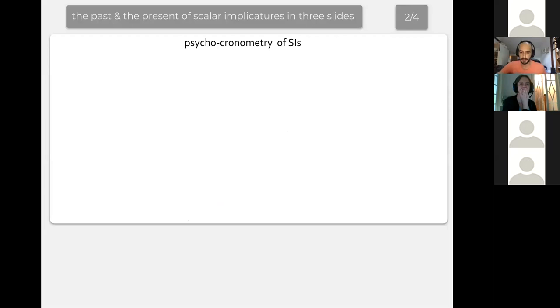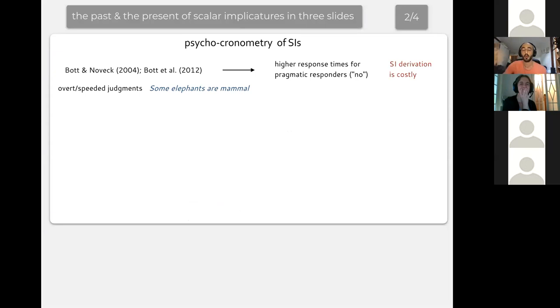Okay, now some information about the timing of the derivation of implicatures, like the psychochronometry of scalar implicatures. So we know from a lot of studies that usually when people judge sentences like "some elephants are mammals," which sort of convey a pragmatic violation, that some elephants are mammals but not all of them, which contradicts what we know about elephants, then those participants who reject this sentence take more time, so their response times are higher than the participants that accept this sentence. Hence, they infer that the scalar implicature derivation is costly.